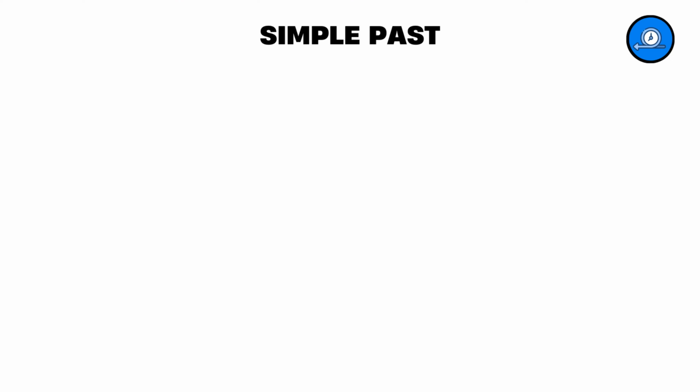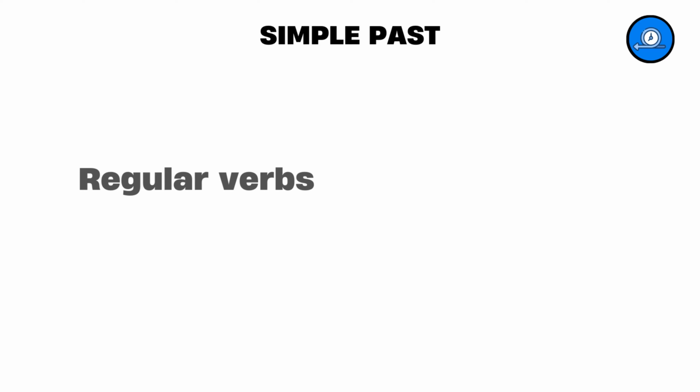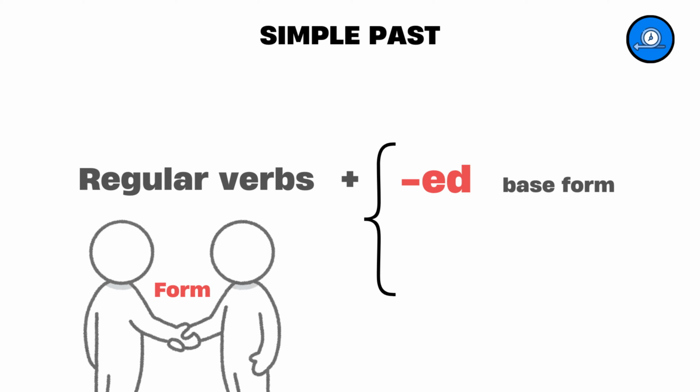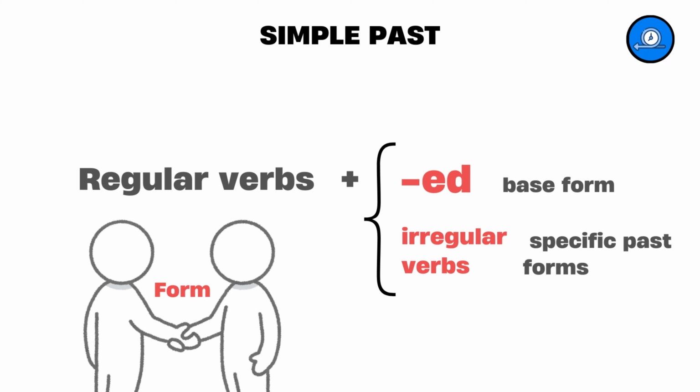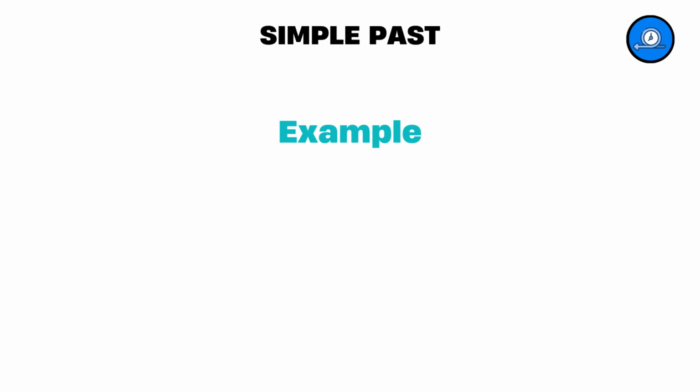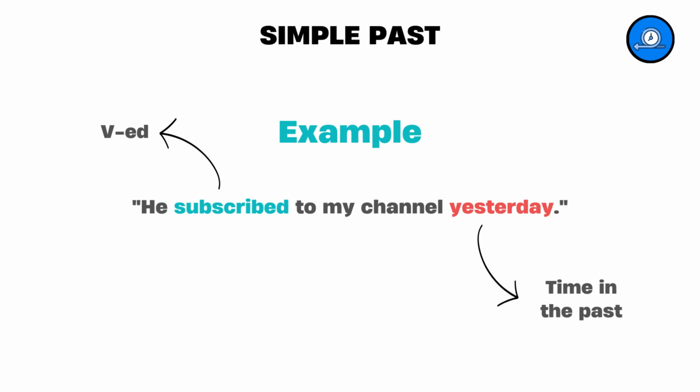Simple past indicates actions that happened at a specific time in the past. Regular verbs are formed by adding -ed to the base form, and irregular verbs have specific past forms. Example: he subscribed to my channel yesterday.